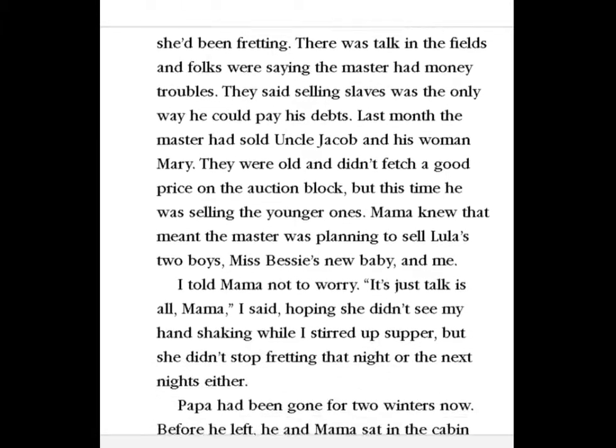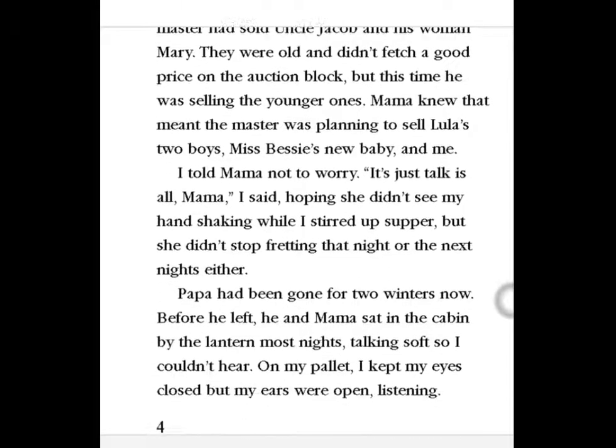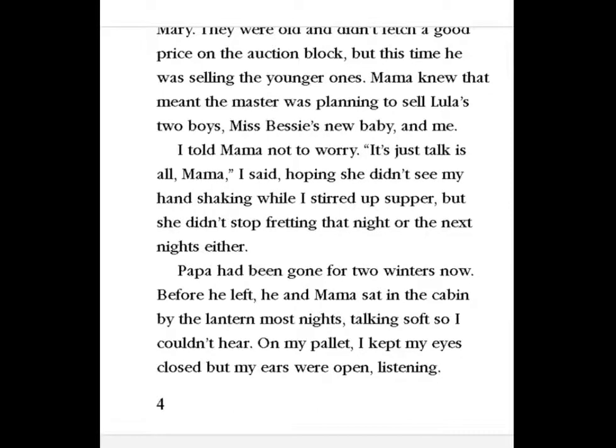I told Mama not to worry. It's just talk is all, Mama, I said, hoping she didn't see my hand shaking while I stirred up supper. But she didn't stop fretting that night or the next nights either. Papa had been gone for 2 winters now. Before he left, he and Mama sat in the cabin by the lantern most nights, talking soft so I couldn't hear. On my pallet, I kept my eyes closed, but my ears were open, listening.